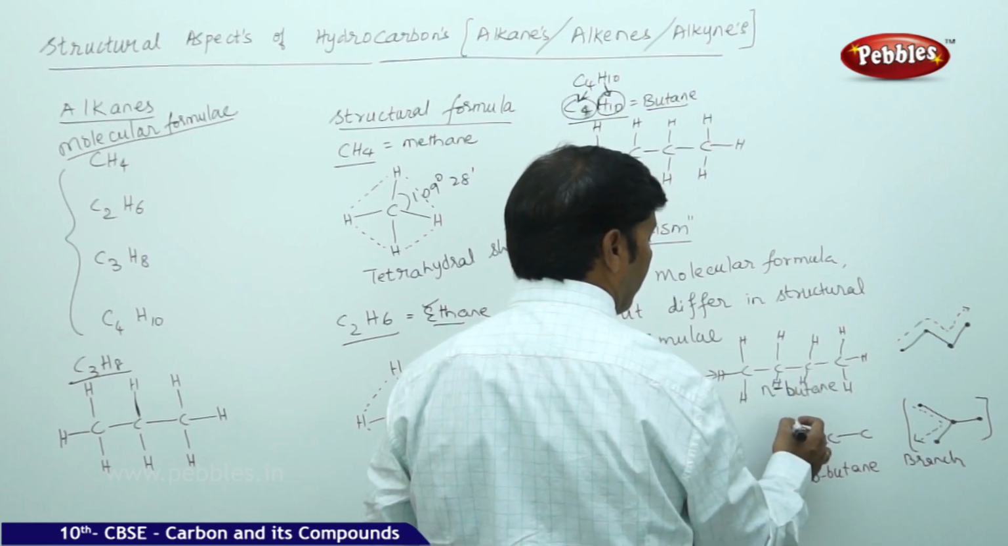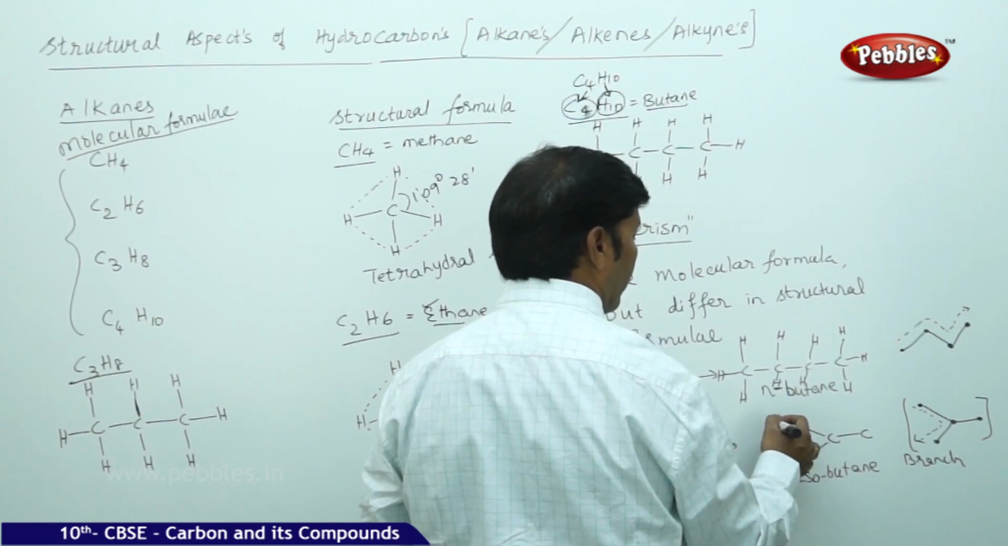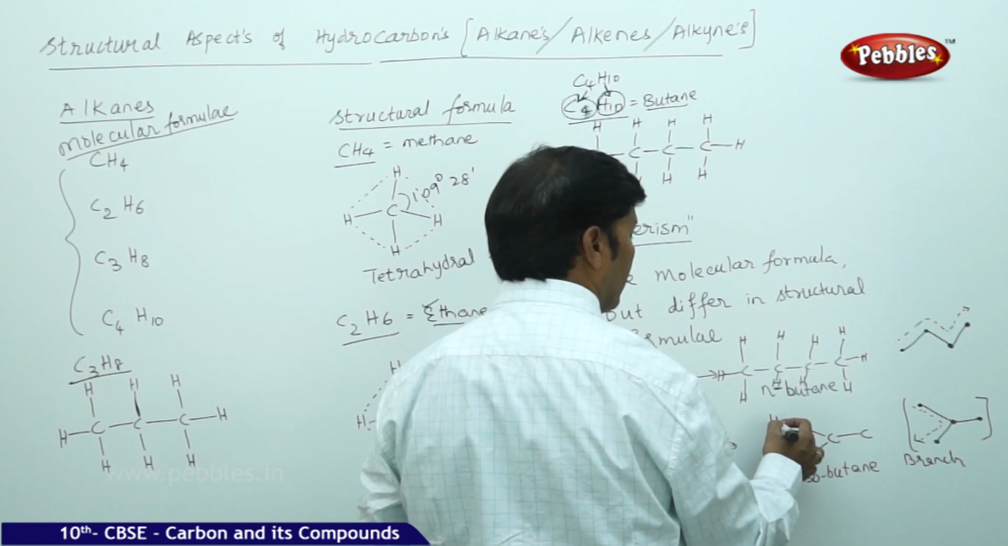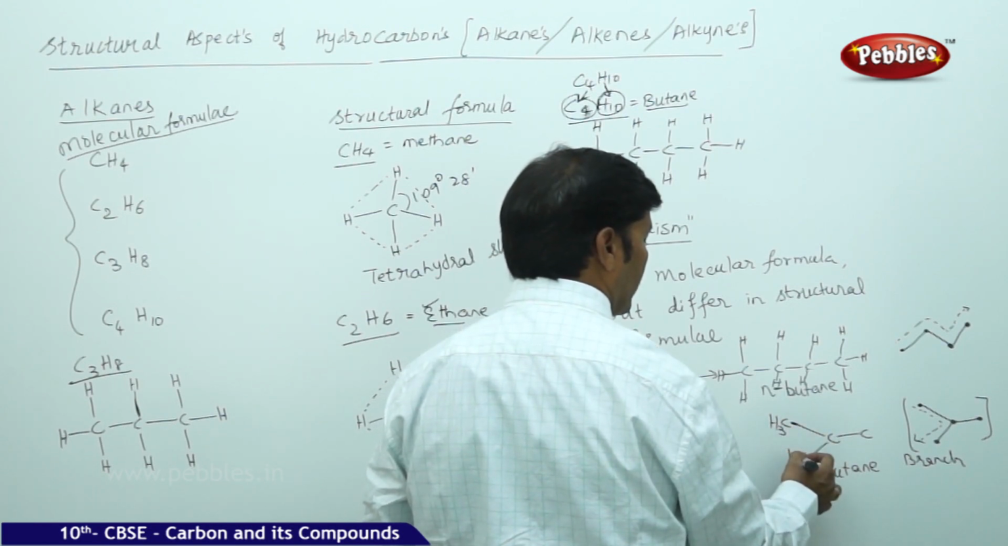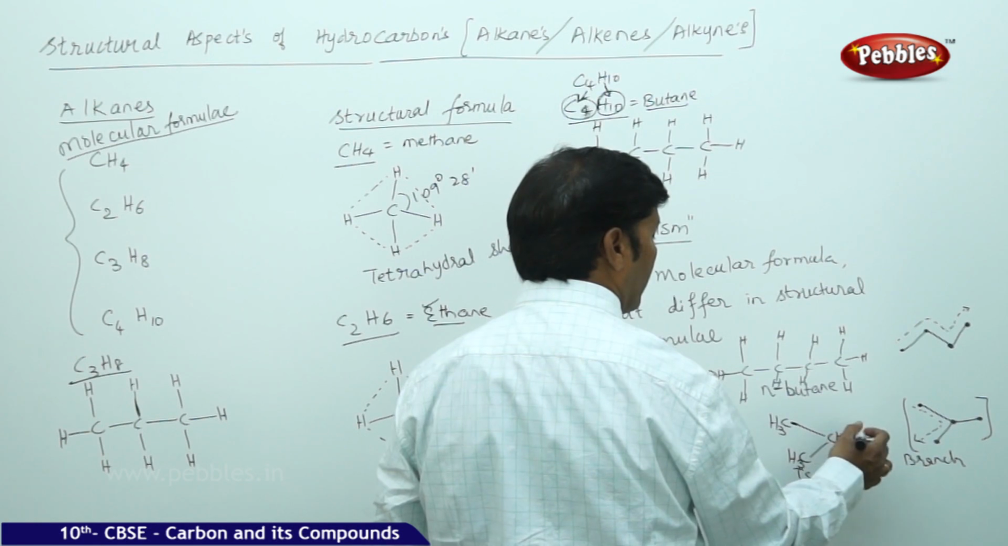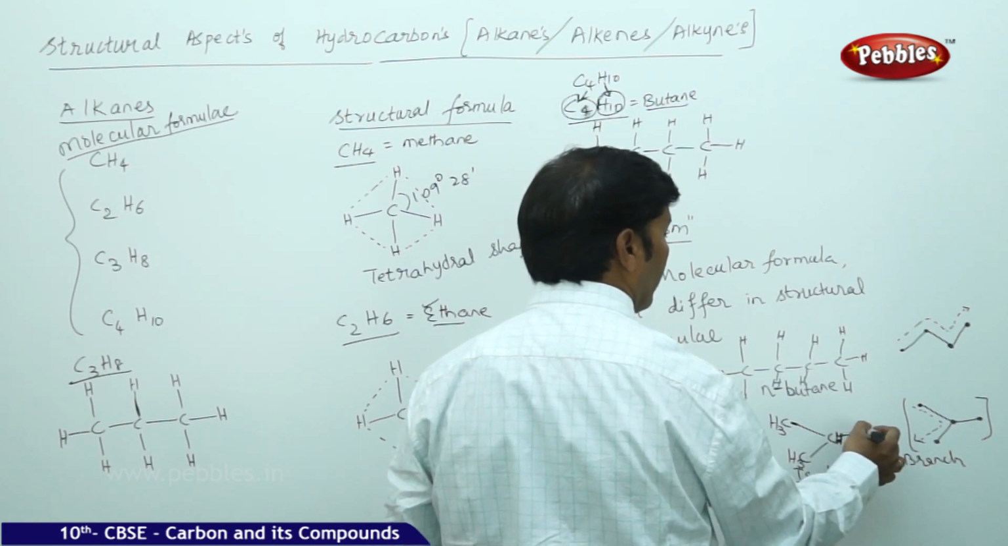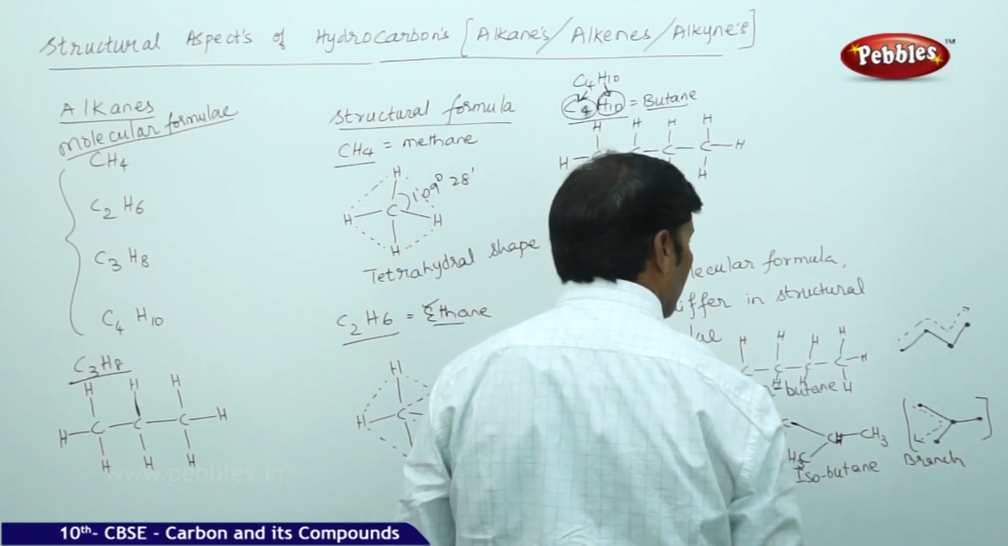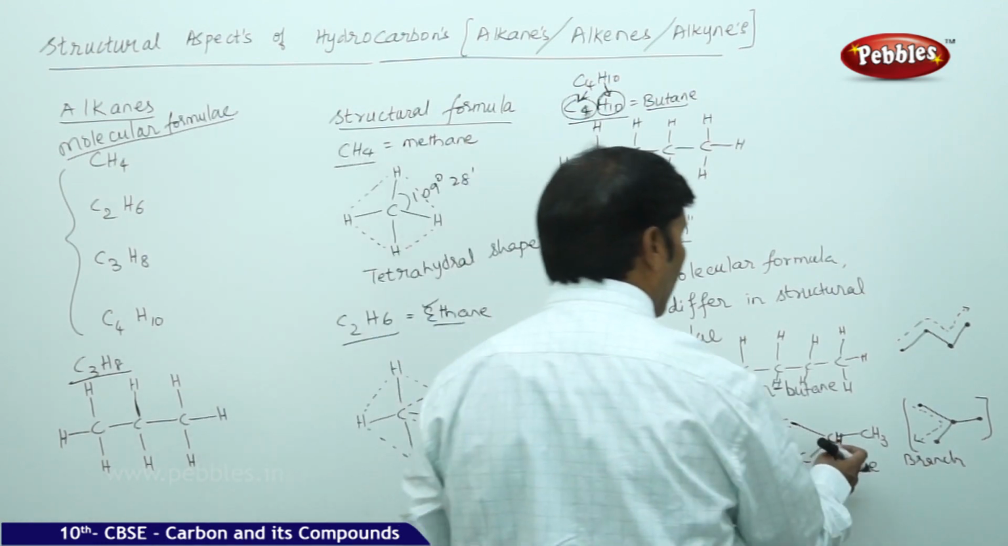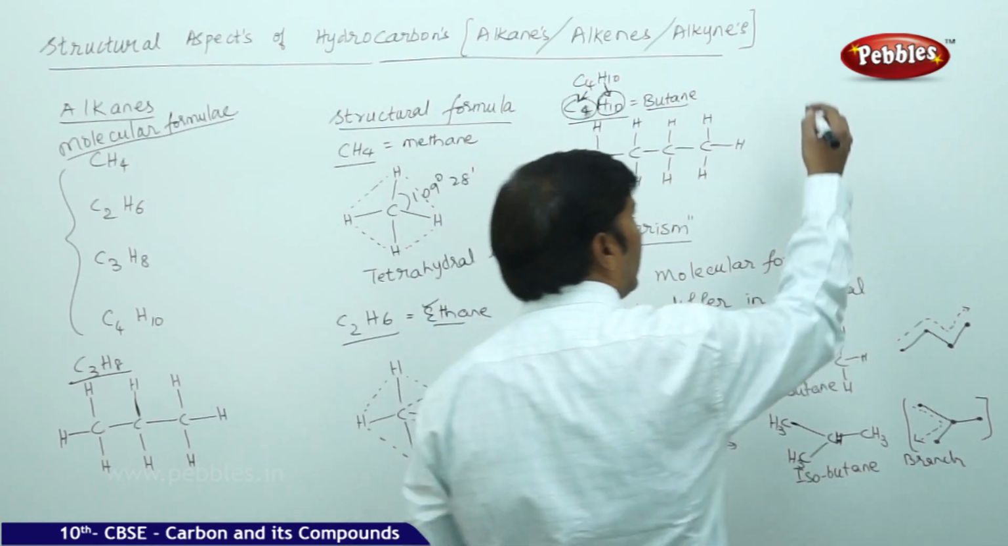For isobutane, there is only one bond here, so therefore you can take 3 hydrogens. Again one bond, 3 hydrogens. 3 bonds, take 1 hydrogen. 1 bond, again take 3 hydrogens. This is isobutane. If you want to expand this isobutane, you can still expand it.